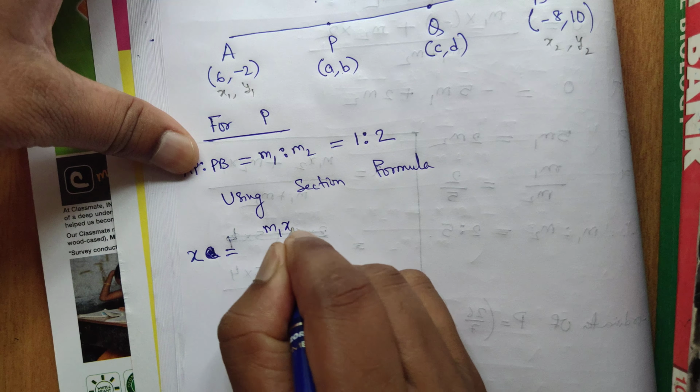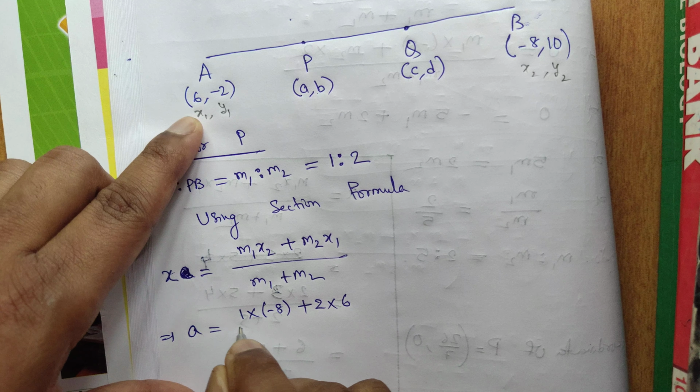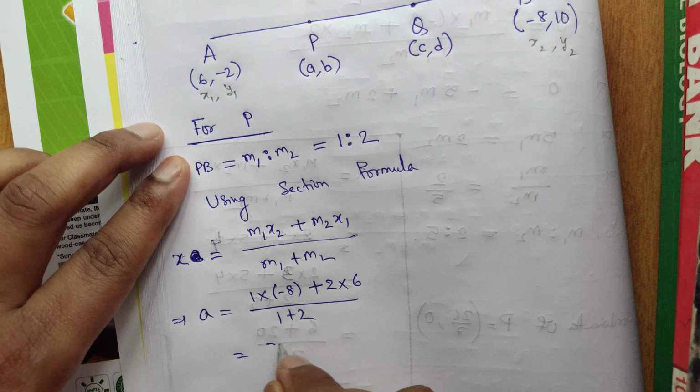So m1 is how much? 1. So 1 into x2 is how much? So x2 is -8 plus m2 is how much? 2 into x1 is how much? 6 by 1 plus 2. So -8 plus 12, okay, divided by 3 is equals to 4 by 3. You got the x coordinate of P.